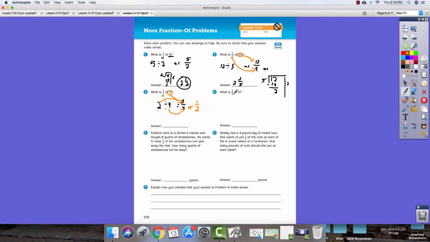So let's look here. What is 1/8 of 6? Well, 1/8 of 6, here's my whole number. That becomes my numerator, 6/8. And there's my denominator, okay? Because I'm splitting 6 into 8 equal parts. I'm really just doing 6 divided by 8, which is 6/8.